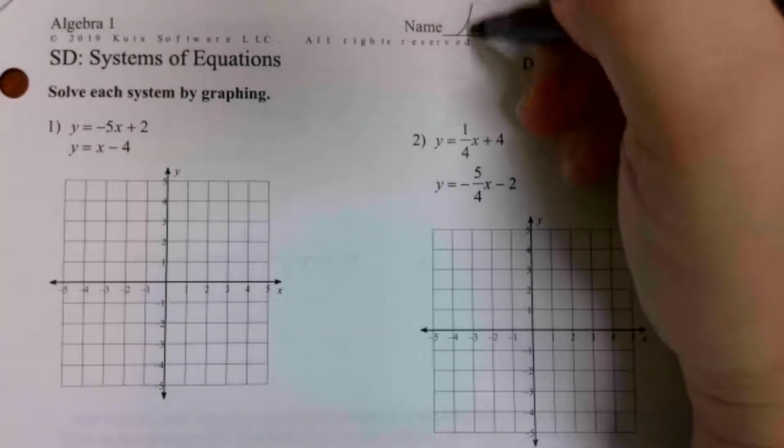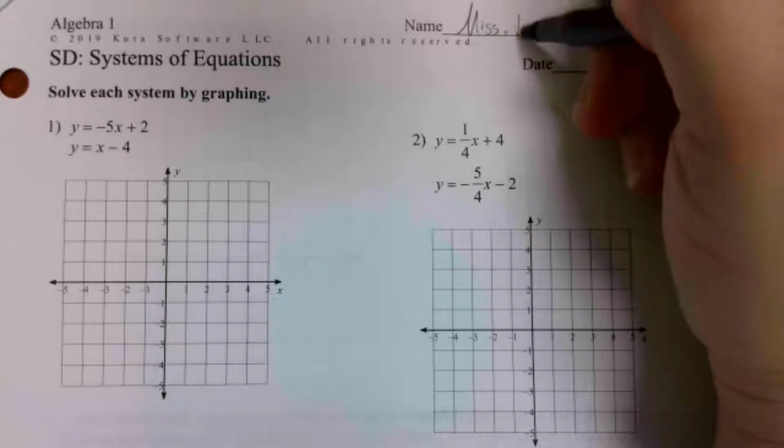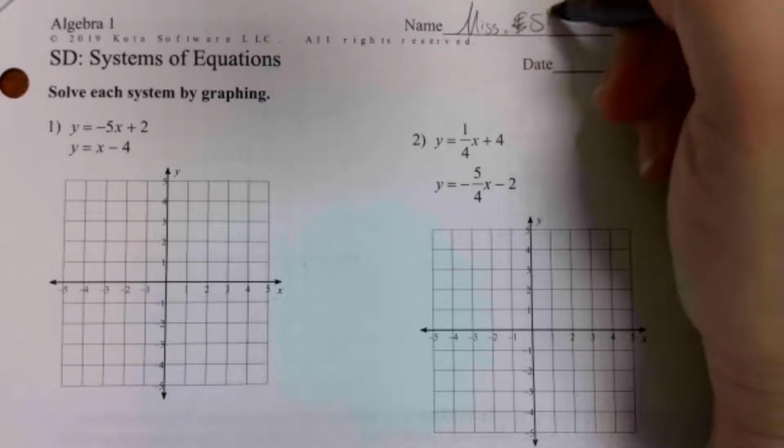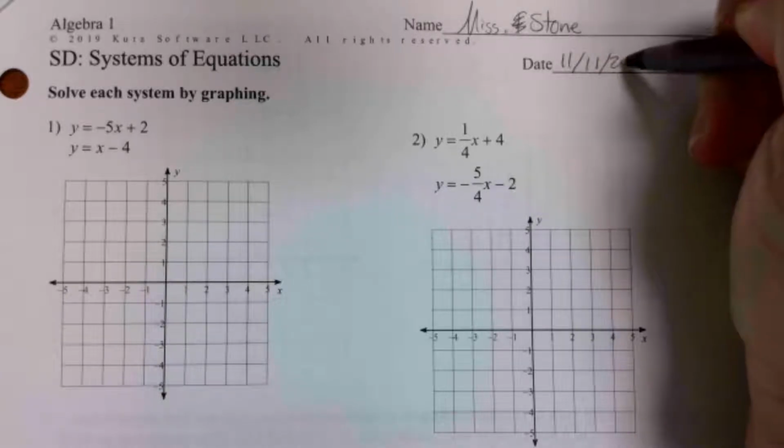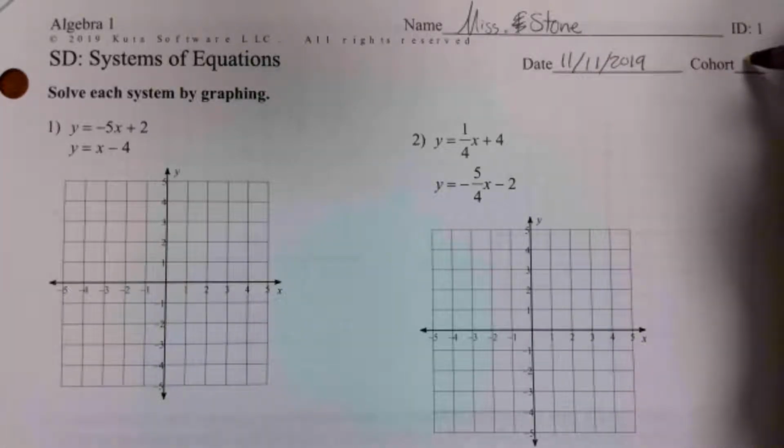Guys, make sure you fill out your entire heading. I have no idea what I was going to do there. Today is the 11th. And you are either cohort 4 or cohort 6. I'm going to say 6 for today.